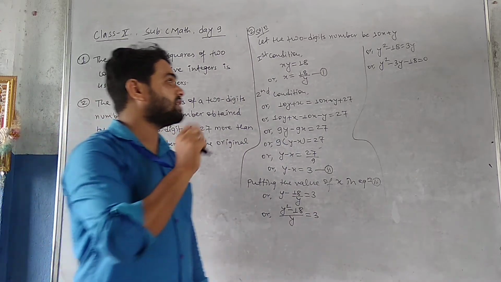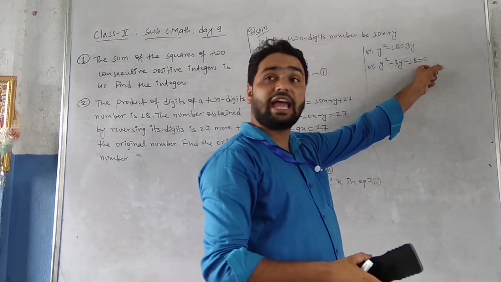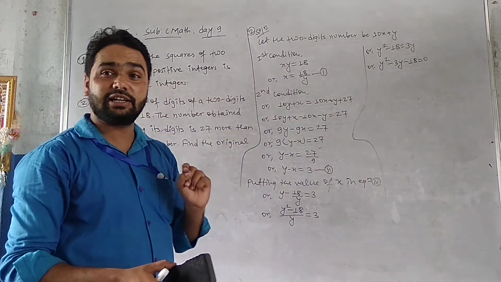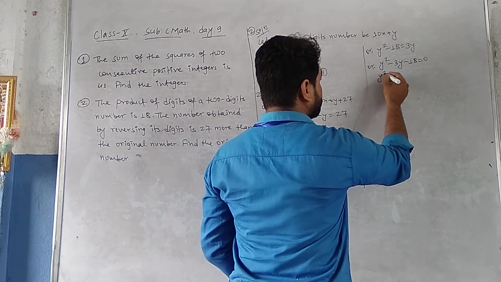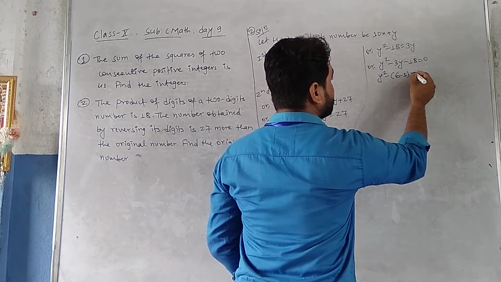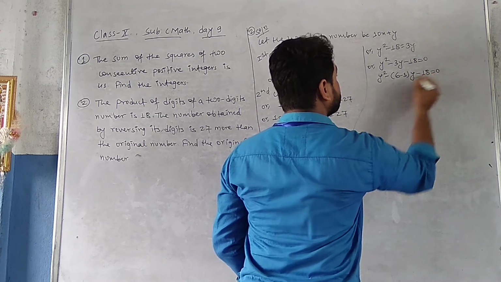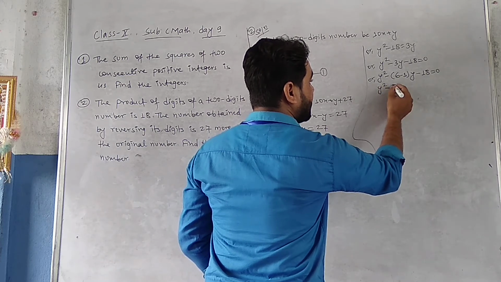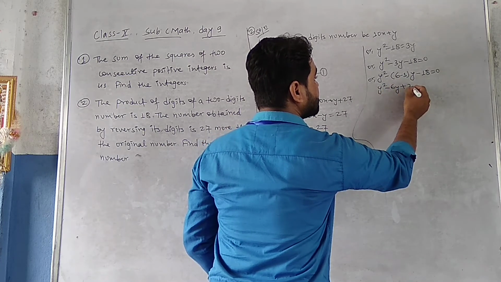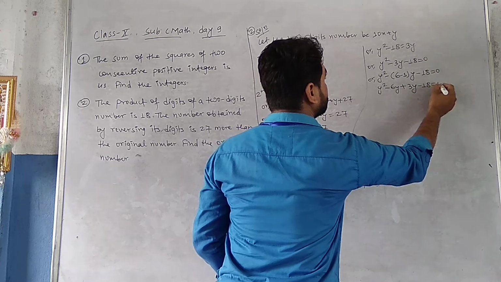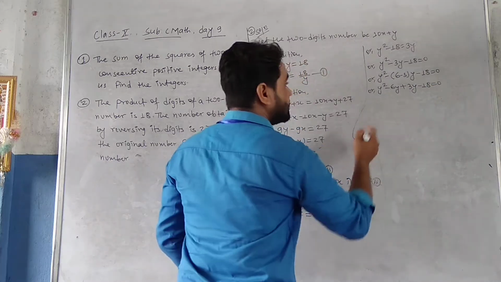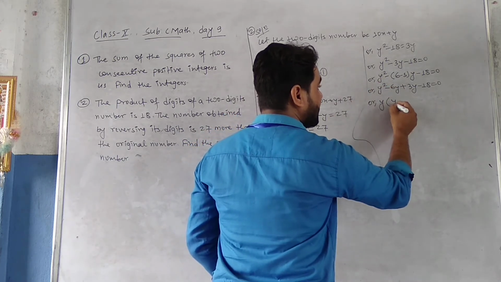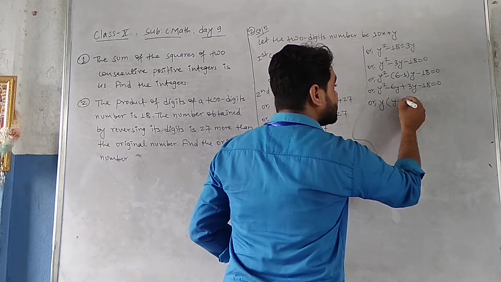Now we are going to factorize this, that means by the factorization method we are going to solve this. From 18, we are going to make two numbers such that multiplying we get 18 and subtracting we get 3. That means 6 times 3 is 18, and 6 minus 3 we get 3. So we are going to write that. So y square minus 6 minus 3 into y minus 18 equals 0. Now y square minus 6y, minus minus we get plus 3y, minus 18 equals 0.